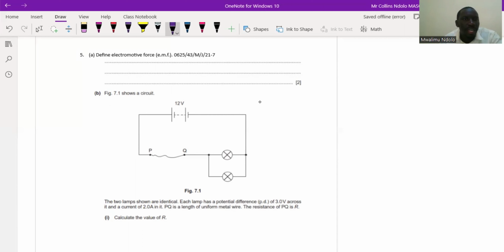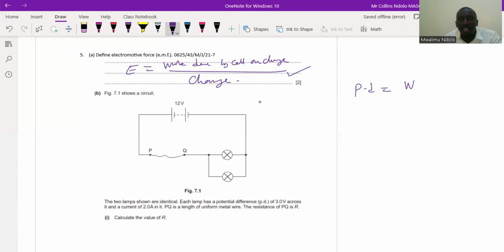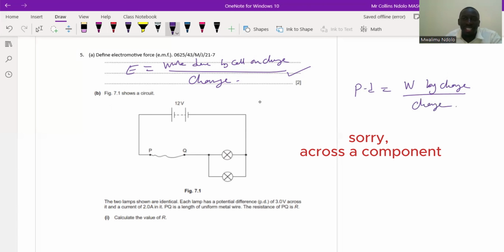So number 5, define EMF. We have already done this. We have already defined what EMF is. So EMF, we are looking at the work done by the cell or battery on the charge, and that is per unit charge. But I don't know whether we have PD here, but if you're looking at PD, so PD is work done now by the charge on a given component. That is per unit charge.